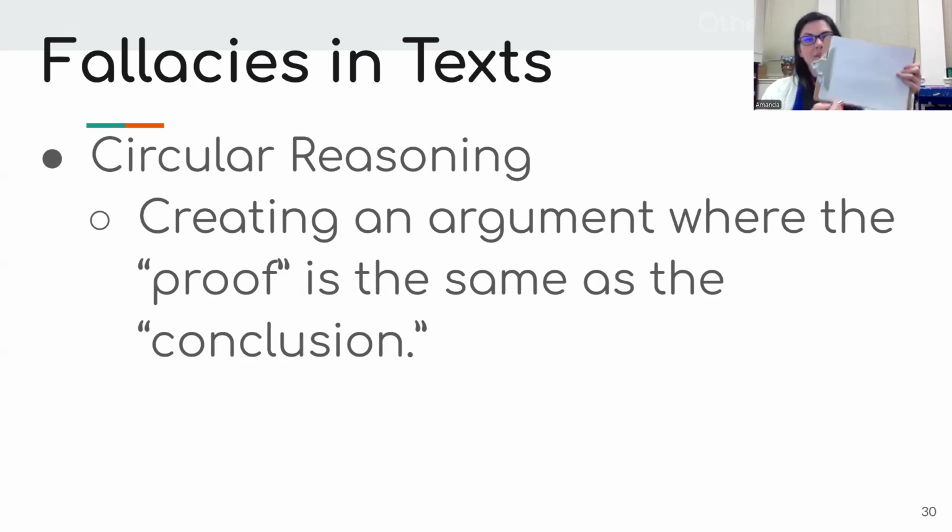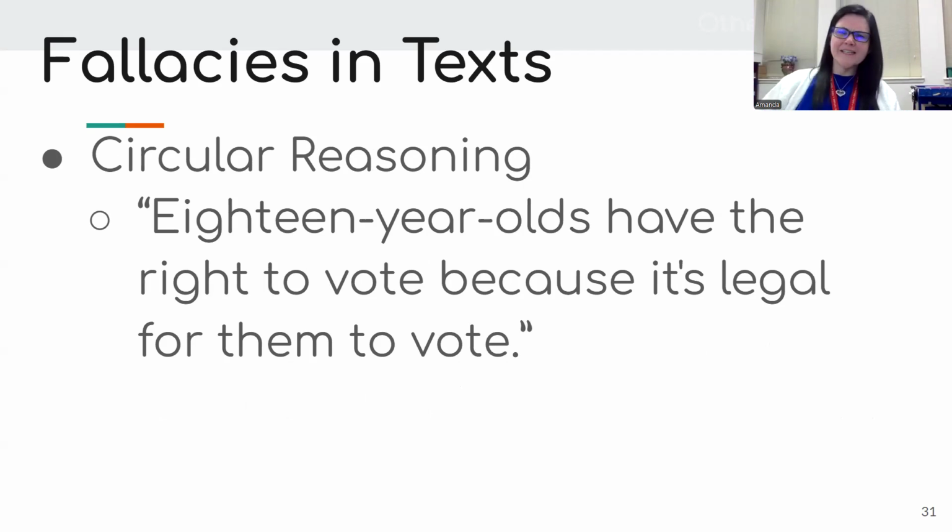Circular reasoning. For this one, I want you to think of it like a circle. It just keeps getting smaller and smaller and smaller in on itself like that, okay? So circular reasoning is creating an argument where the proof or the evidence is the same as the conclusion. So 18-year-olds have the right to vote because it is legal for them to vote. So that doesn't make much sense. It is legal for them to vote. That's why they have the right to vote. So we're going to need more information than that.